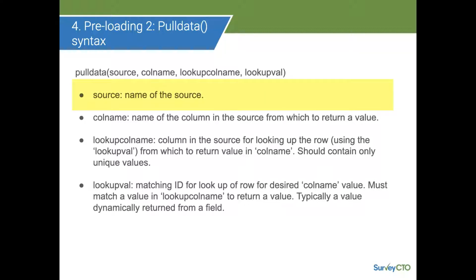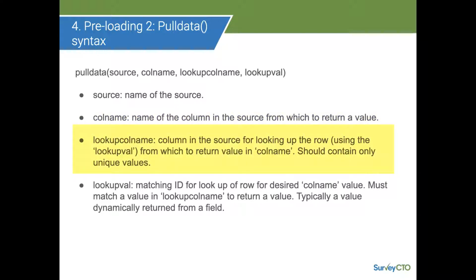The first is the source, which is the name of the attached data source. This would be the name of the CSV file up to the full stop or period before the file extension, or the ID of the server dataset. The second parameter or argument is the col name or column name, which is the name of the column in the source from which you want to return a value.